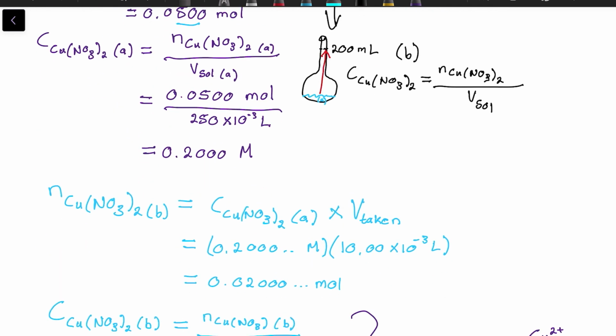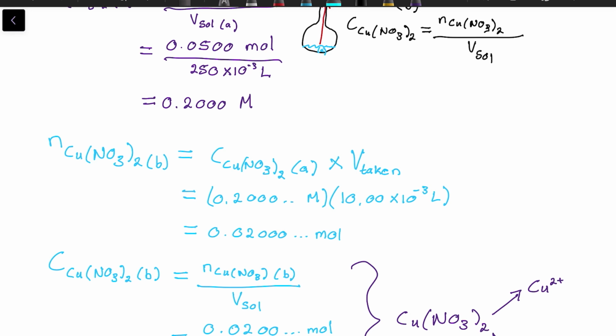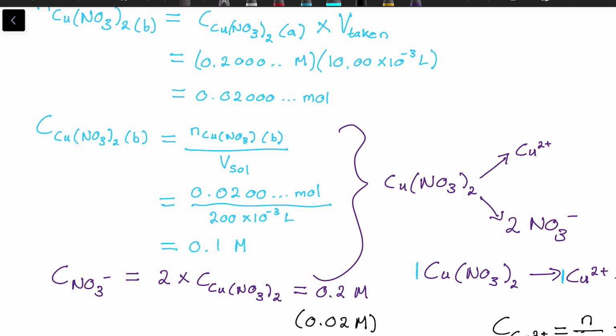And again, of course, if you're asked in the question, then you need to write out the logic. So you must say, the number of moles transferred from the stock solution to solution A is this. Hence, the concentration of copper nitrate in solution A is calculated by this. Next, only 10 milliliter of solution A is taken, hence the number of moles of copper nitrate in solution B is this. Therefore, the concentration is now this. However, there are 2 nitrate anions for every 1 copper nitrate molecule that is dissolved. Therefore, the concentration of NO3- is twice that of the copper nitrate. Okay, and that's the proper way to write it.